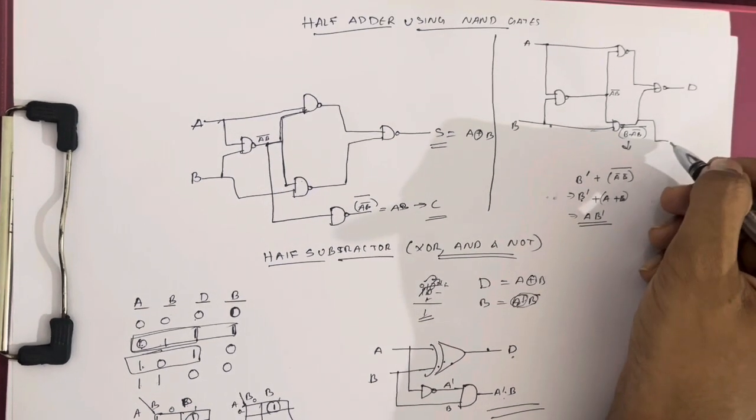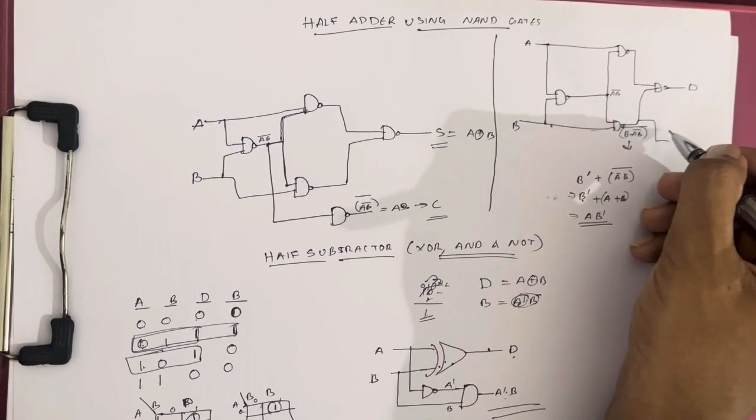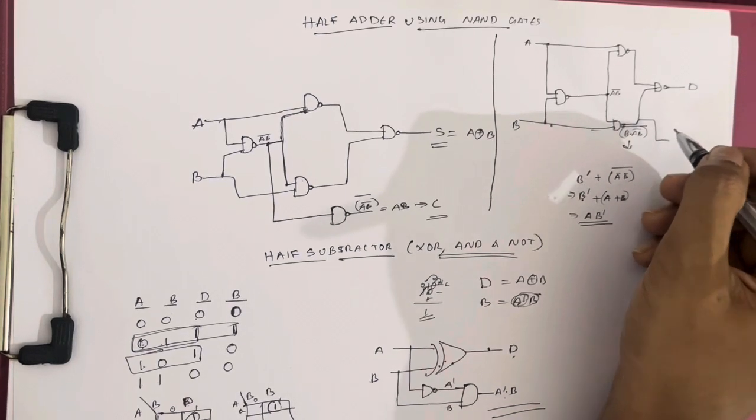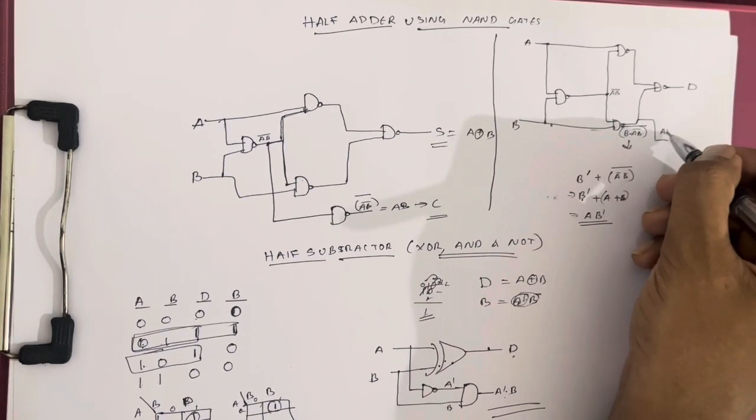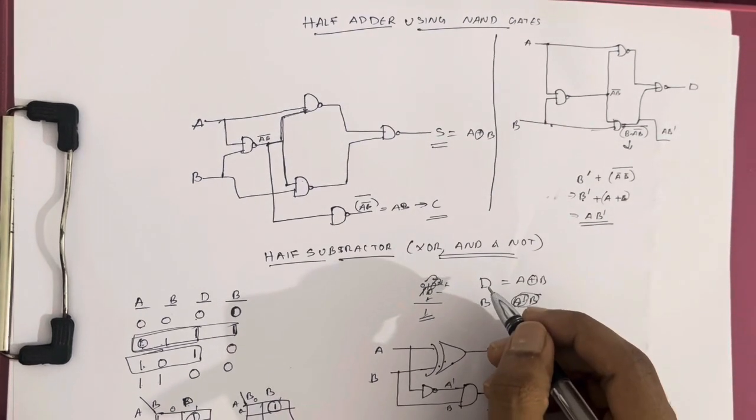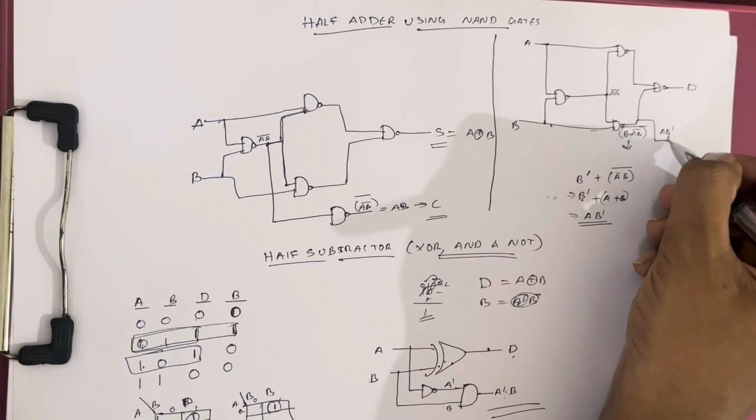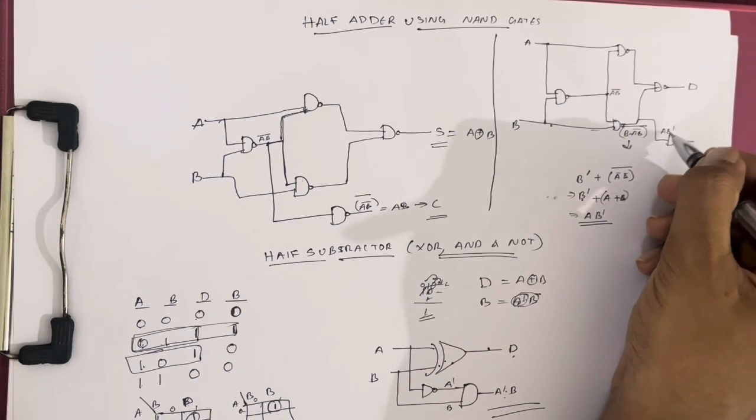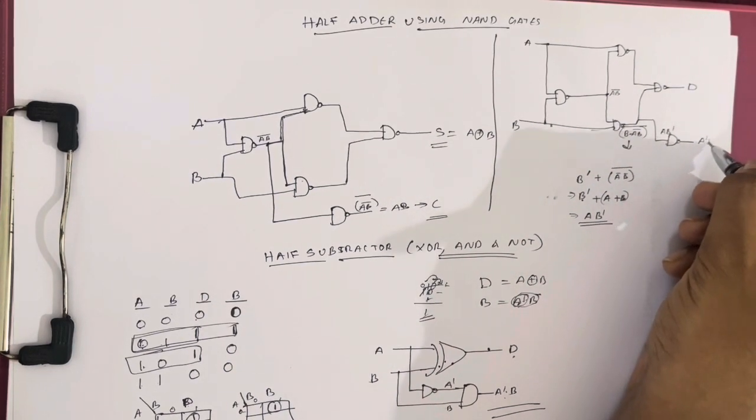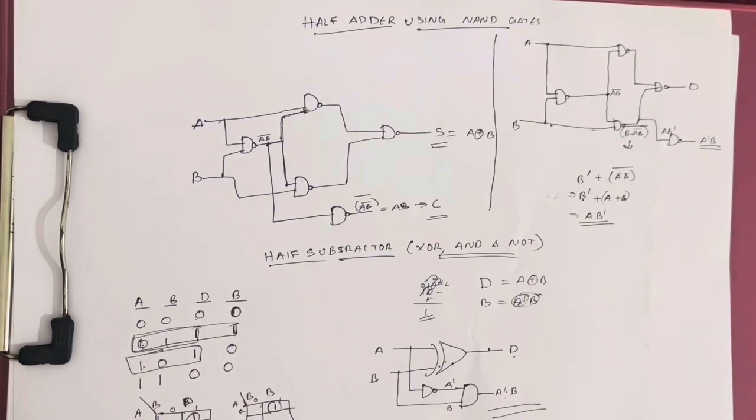So we get the output. So from here we get A B complement. But what we actually need is A complement B. For that we use a NAND gate, which means the negation of this, we get A complement B. Simple as that. Okay guys, so we're done with the half subtractors. Now next we will move to the full adders.